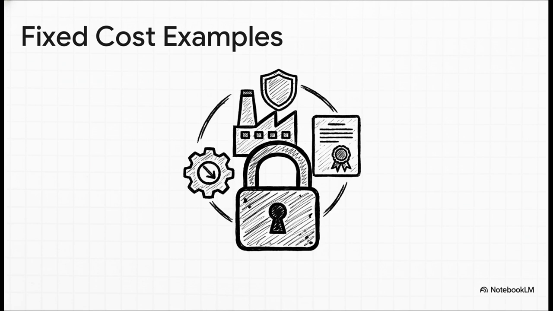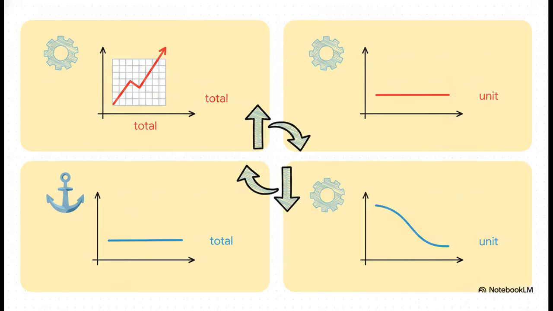across each individual unit. This really perfectly illustrates the stark inverse relationship between the two extremes, depending on whether you're looking at the total bill or the unit cost. Variable total goes up, unit stays flat. Fixed total stays flat, unit goes down.